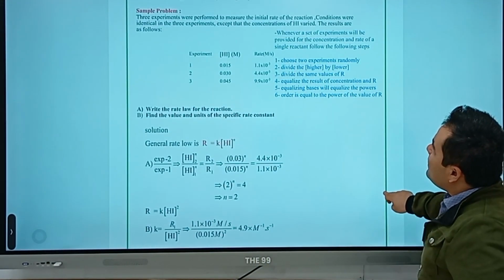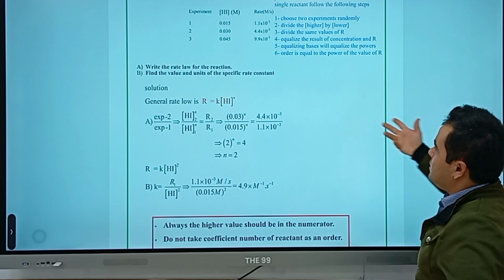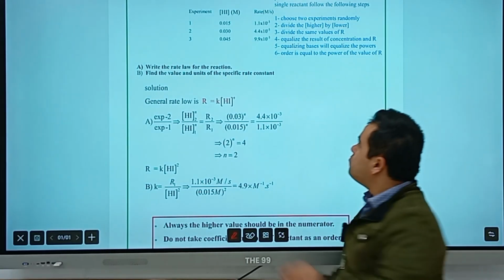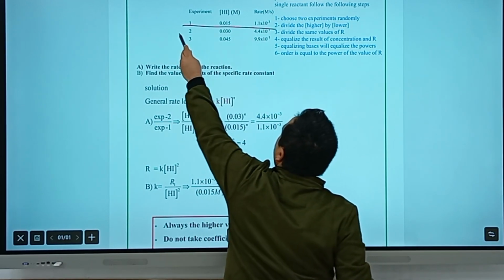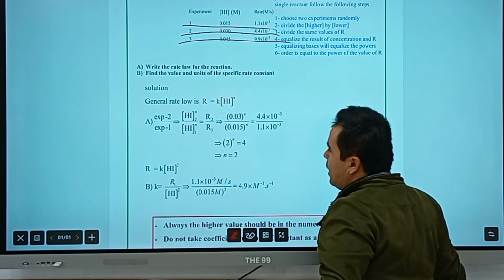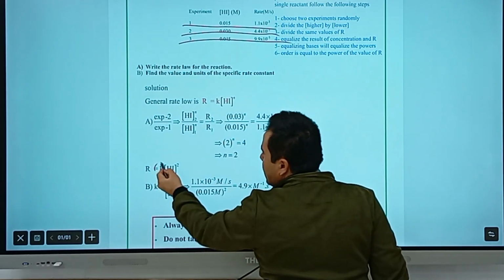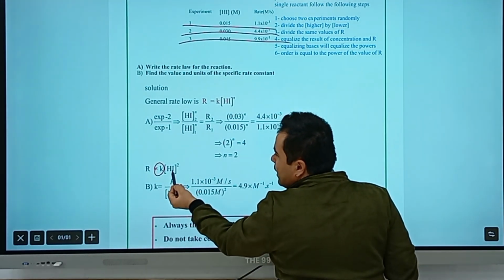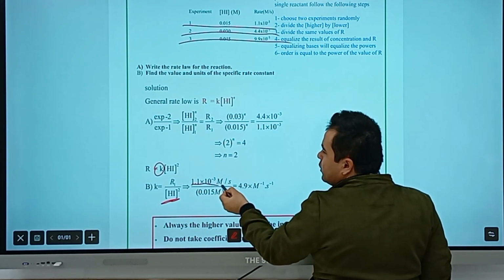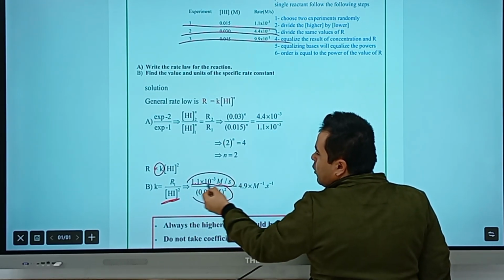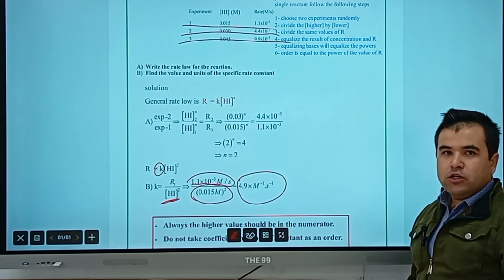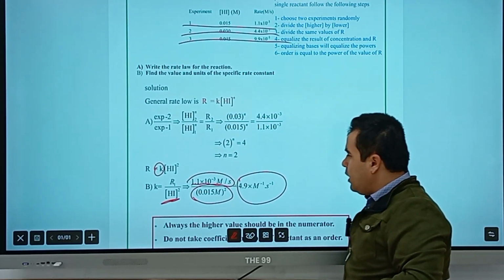To find the value of K, just take one of those experiments, 1, 2, or 3; any of them, and you'll be able to calculate K. K is equal to R divided by the concentration of HI squared. So 1.1 times 10^-3 divided by 0.015 squared, you'll get 4.9 M^-1 s^-1. Why? Because the order is 2.